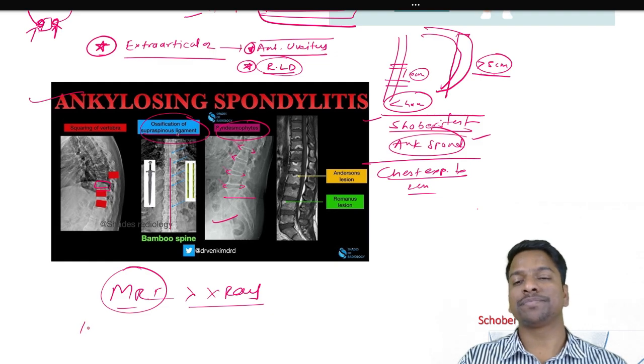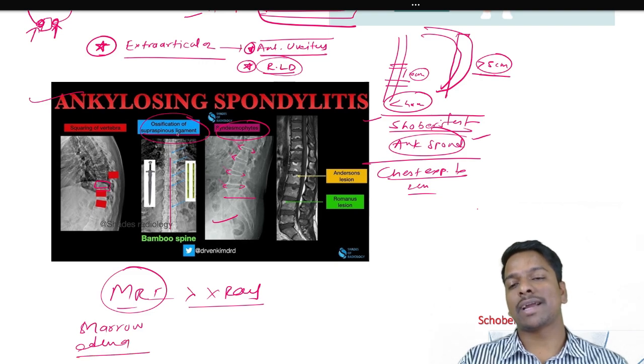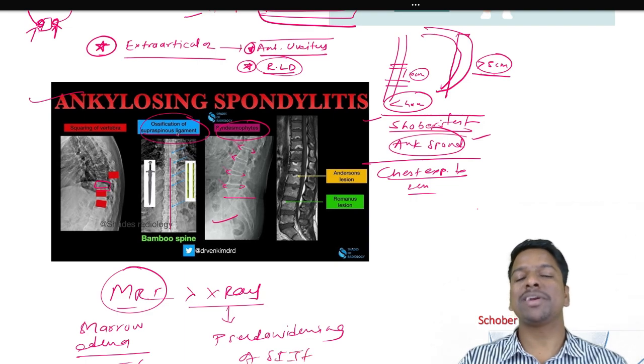You will have edema, marrow edema basically. Marrow edema will be seen at the sacroiliac joint earlier, even a year earlier, and in X-ray you can also see pseudo widening of the sacroiliac joint. So these are typical features of ankylosing spondylitis which you can see.